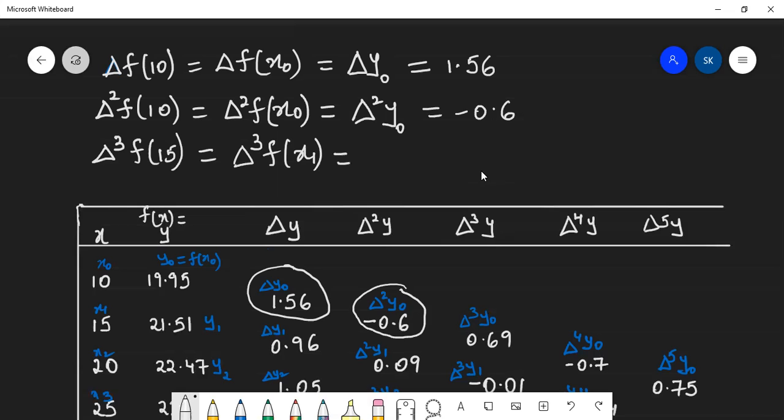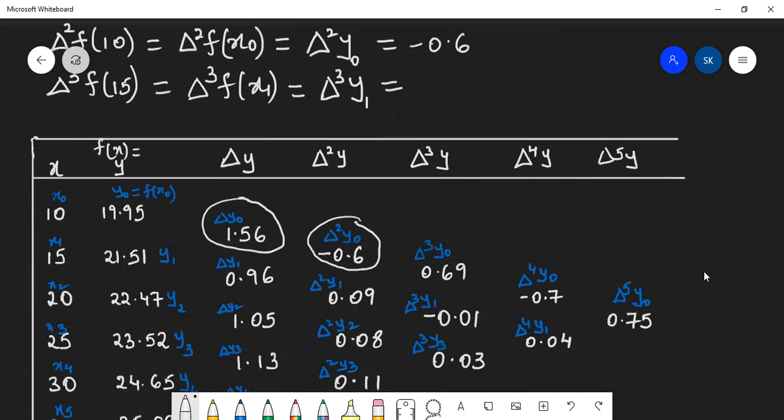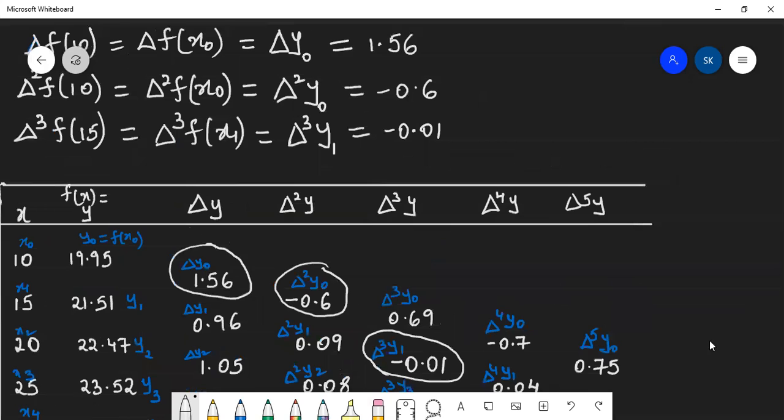f of x1 is forward delta cube y1. Where is forward delta cube y1? Search for forward delta cube y1. This part, forward delta cube y1 is minus 0.01. Similarly, you will find the last value.